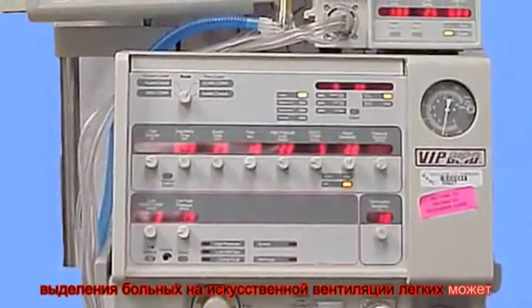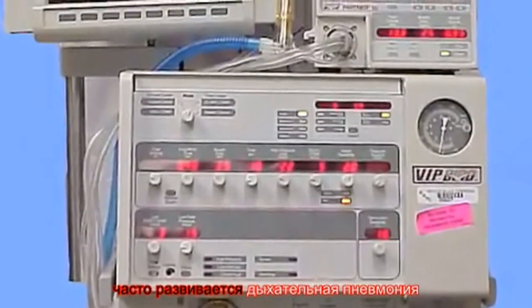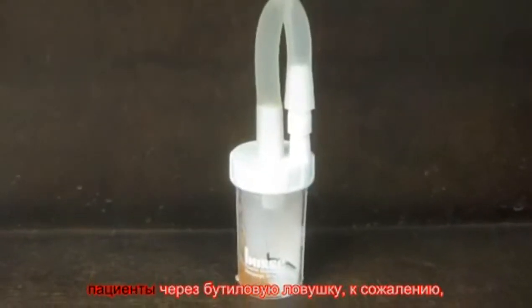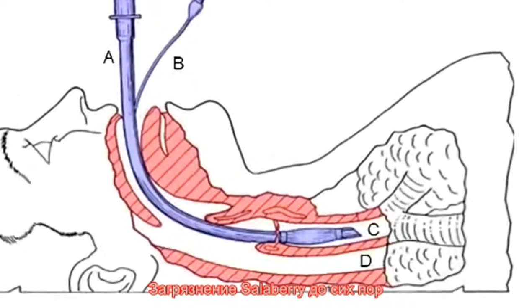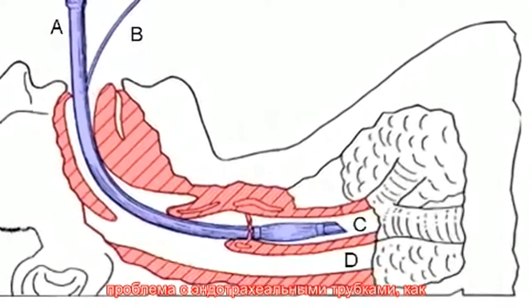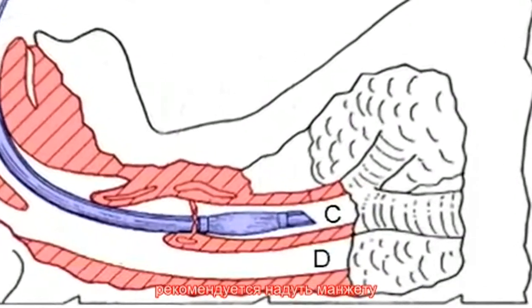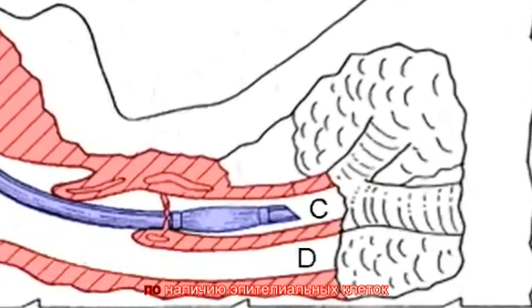Patients on ventilators can often develop pneumonia. Respiratory secretions can be sampled from these patients via a sputum trap. Unfortunately, salivary contamination is still a problem with endotracheal tubes, as secretions can run down beside an underinflated cuff. Contamination is suggested by the presence of epithelial cells.